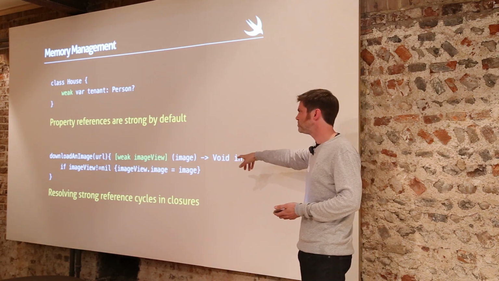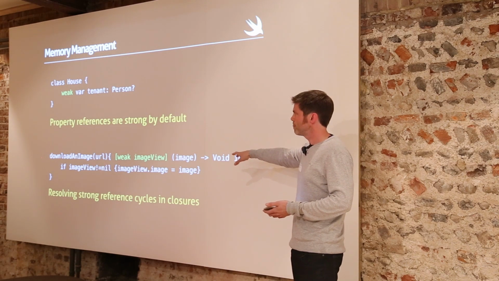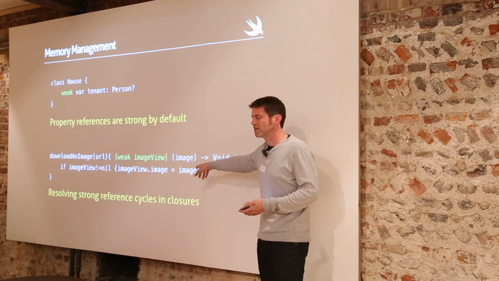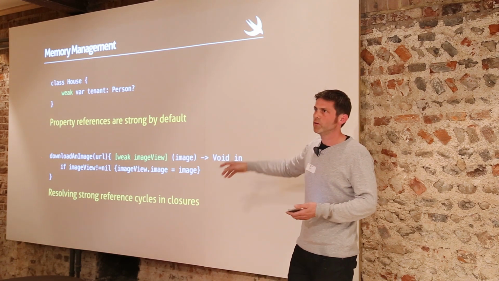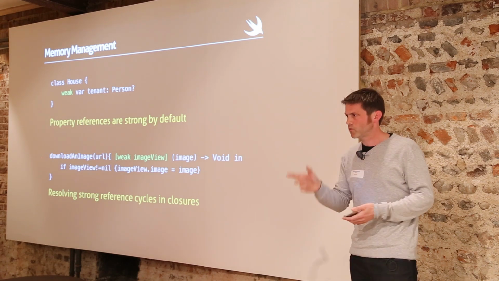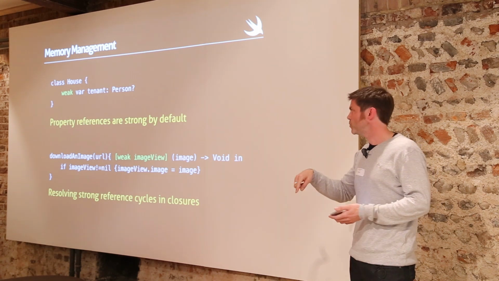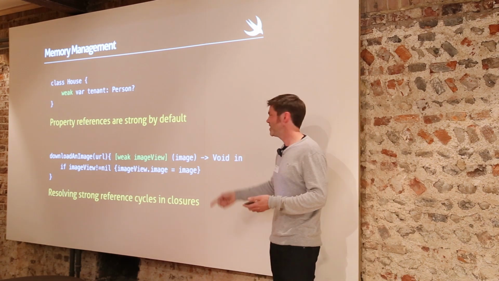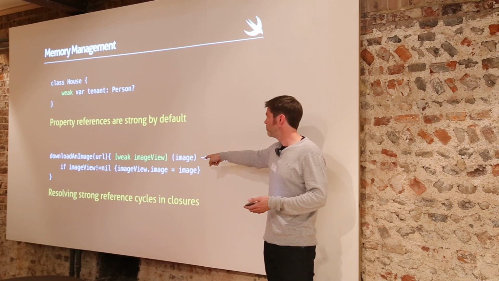In this example, it's the same kind of closure, or block, that runs when the image finishes downloading. But let's say this is called from within a table view or a collection view, and it's called from a class where that image view might go away and get replaced with another one. So what we don't want to do is, when this completes, pass the image into our image view.